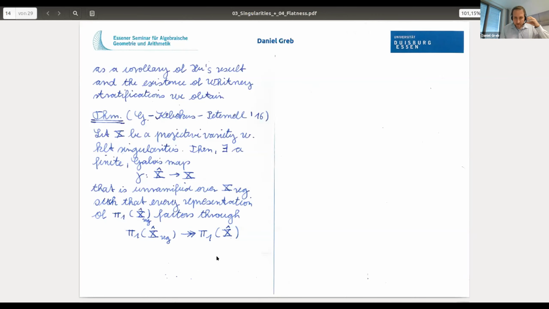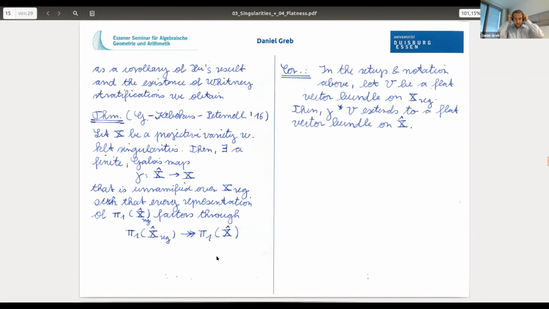Okay, yeah. So what does it have to do with vector bundles? Well, you get the following corollary. In the set of notation of this theorem, take a flat vector bundle on X reg, so on the regular locus downstairs. Then, if I pull this back, I get a flat vector bundle on the pre-image of the regular locus of X inside X hat. This extends to a flat vector bundle on the whole of X hat.